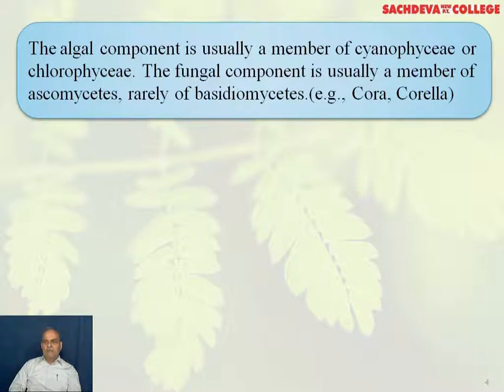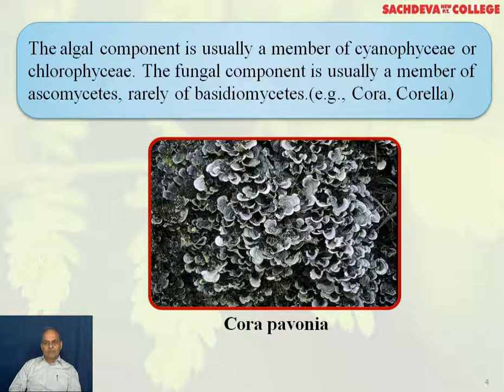And the fungal component is usually a member of Ascomycetes, and rarely you will find the fungal partner is a Basidiomycetes. For your information, we don't get basidiolichens in India, and examples of basidiolichens are Cora and Corella. This is Cora pavonia, a basidiolichen.